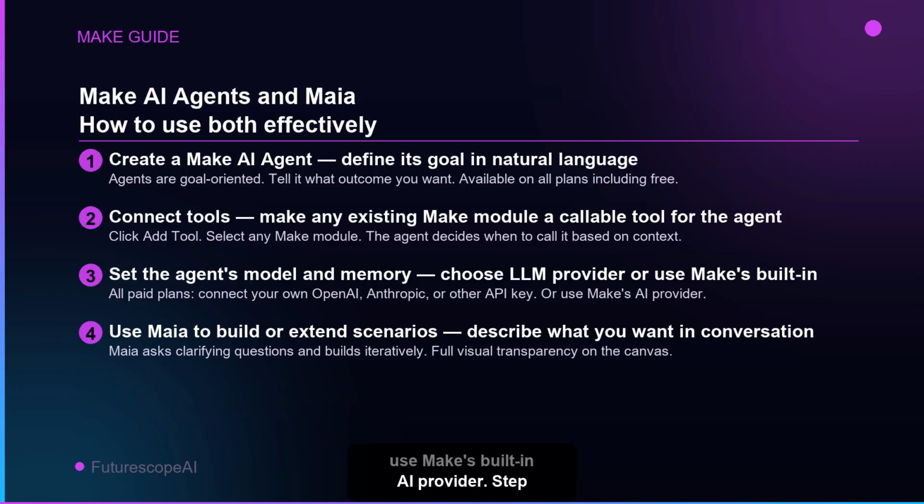Step 4. Use Maia to build or iterate on scenarios. Maia is different from Zapier's Copilot. It builds through conversation. It asks clarifying questions, proposes structure, and lets you redirect as it builds. The result is fully visible on the standard Make canvas with complete transparency.